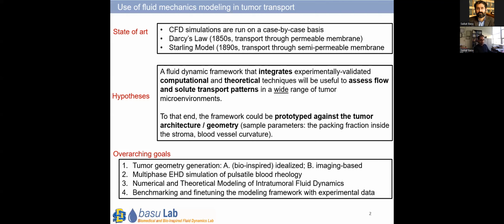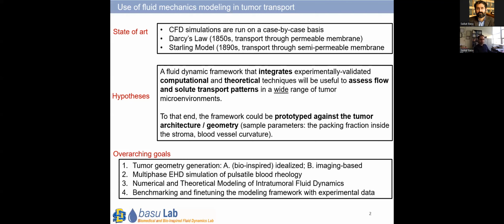Number one, if we can integrate numerical computations with sophisticated theoretical modeling, we should be able to cover a wide range of tumor microenvironments. And number two, this resulting theoretical computational framework should be able to generate data against that wide parameter space of tumor geometry features, which may include the packing fraction inside the tumor stroma or the curvature of the blood vessels in the tumor microenvironment.